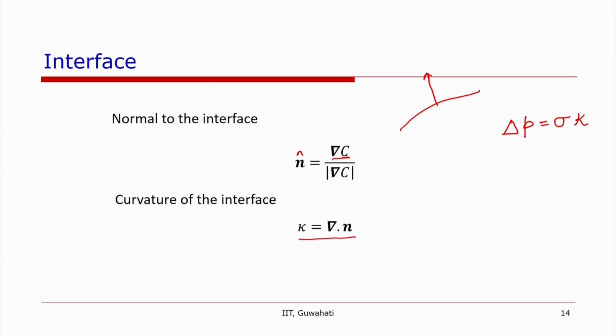In a lot of implementations of the volume of fluid method, the inaccuracies or problems that occur, occur because of inaccurate definition or inaccurate implementation of n.